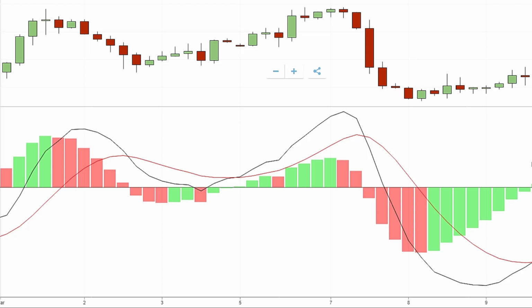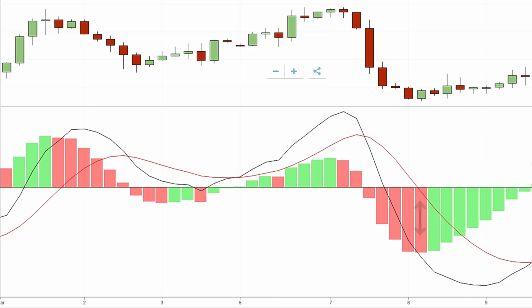When the lines cross, the histogram temporarily disappears. This is because the difference between the lines at the time of the cross is almost zero. As the downtrend begins and the fast line diverges away from the slow line, the histogram gets bigger, which is a good indication of a strong trend.